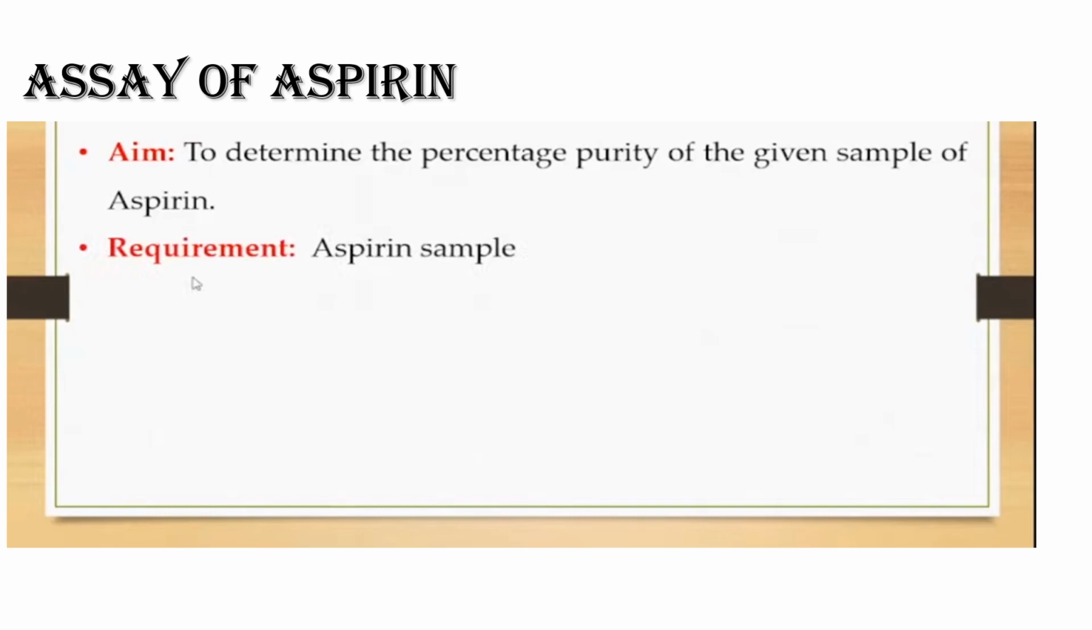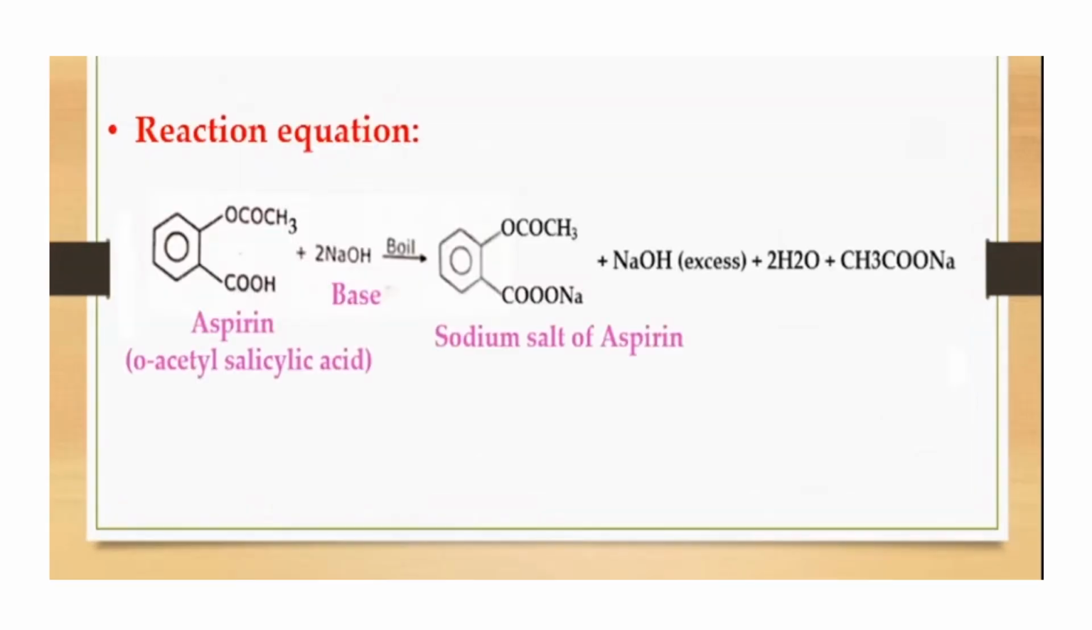What is required for this experiment is commercial aspirin, the kind that is given to patients nowadays. So you have to bring your aspirin sample from the commercial market, rather than the aspirin we prepare in the laboratory. You know that aspirin can react with sodium hydroxide to produce the sodium salt of aspirin, plus excess sodium hydroxide, plus water, plus sodium acetate. Here, since sodium hydroxide is in excess, the titration is a back titration.